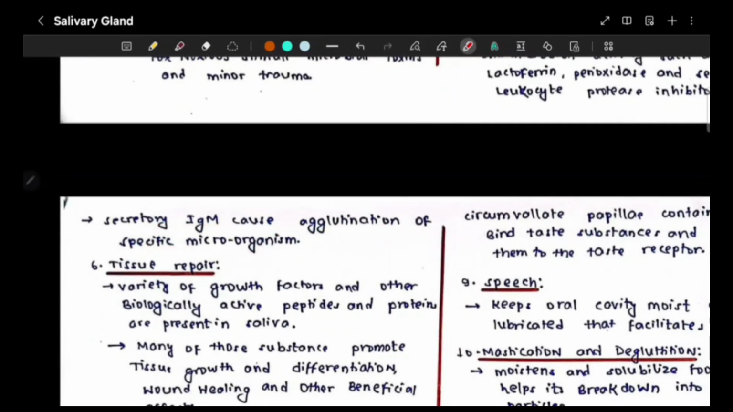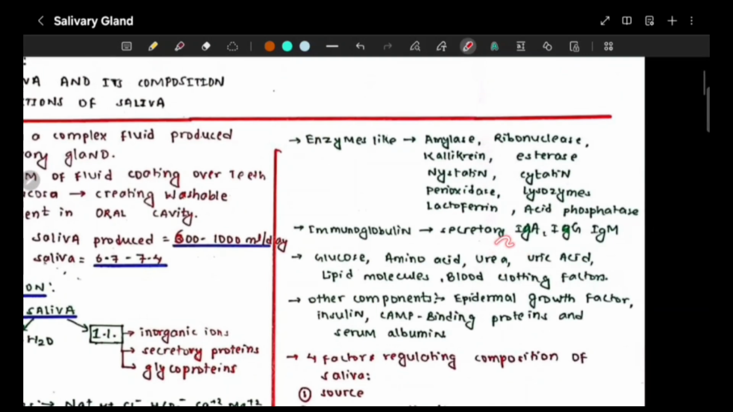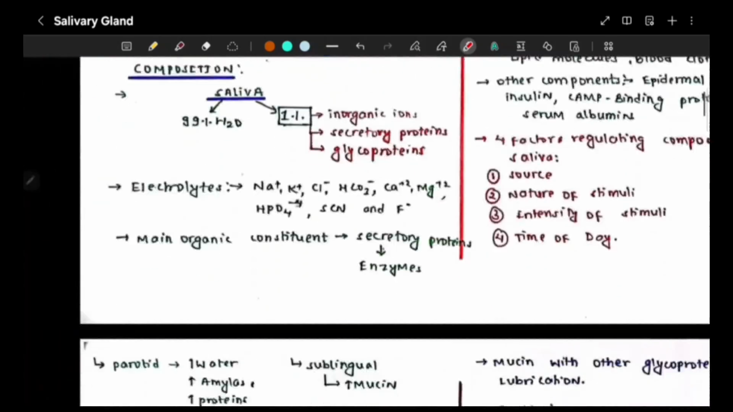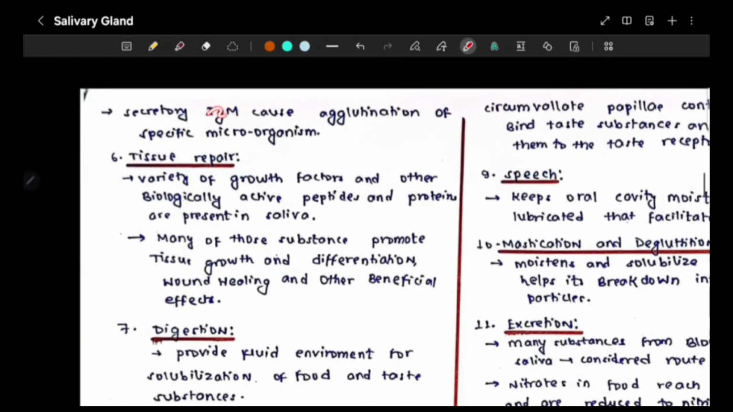So we have three different kinds of immunoglobulin present in the saliva, as I have discussed here. We have IgA, IgG and IgM. Of these three, IgA is more important, but here we are discussing IgM. So secretory IgM causes agglutination of the specific microorganism.